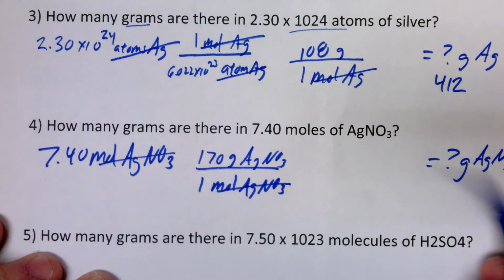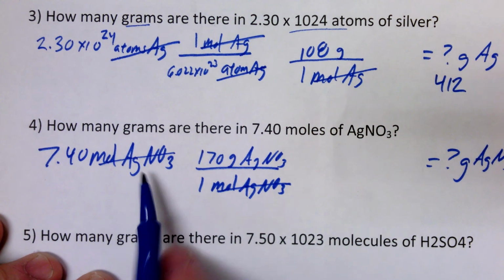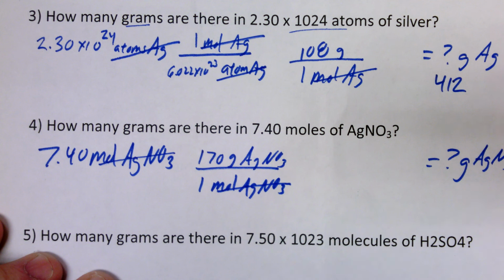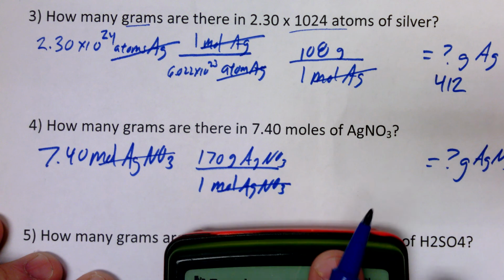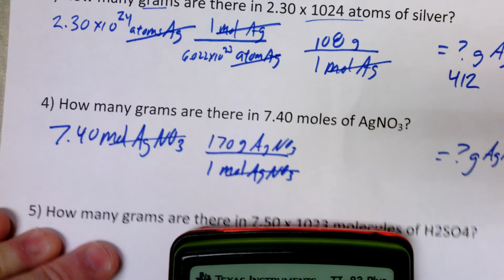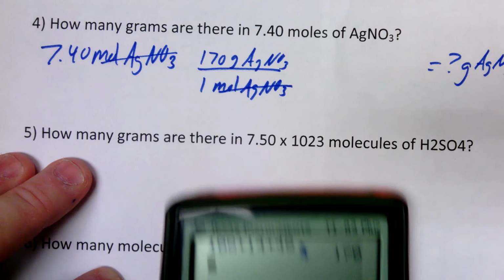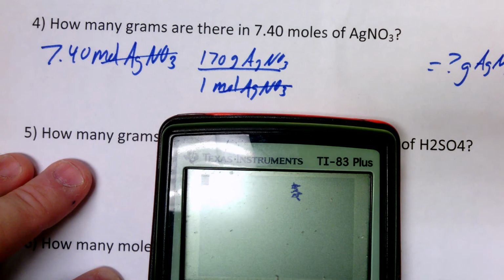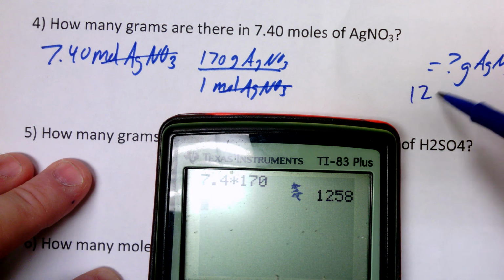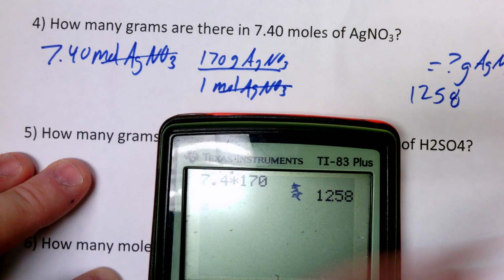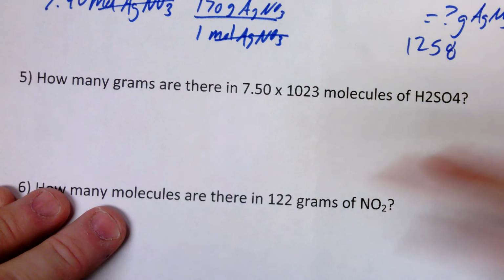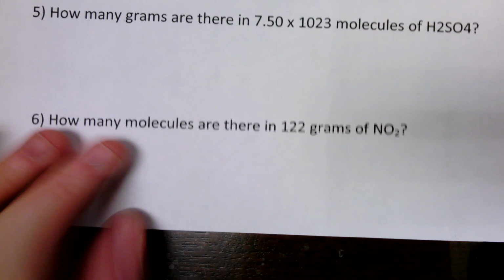Okay, now I've got grams. Oh man, that was it. That's all I have to do. I'm done here. All right, no funky Avogadro's number here. I can just take 7.4 times 170, which will give me 1258 grams. All right.